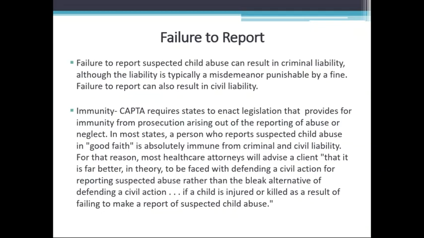So failure to report, with mandatory reporting for identified professionals or professions, failure to report suspected child abuse can result in criminal liability, although it's usually a misdemeanor with a fine, but it can also result in civil liability. But all states are required to have immunity that states if you do make a report of child abuse or suspected, and it's in good faith, whether you work in one of those professions or you're a citizen in that community, and you make a good faith report, that you are immune from criminal and civil liability.